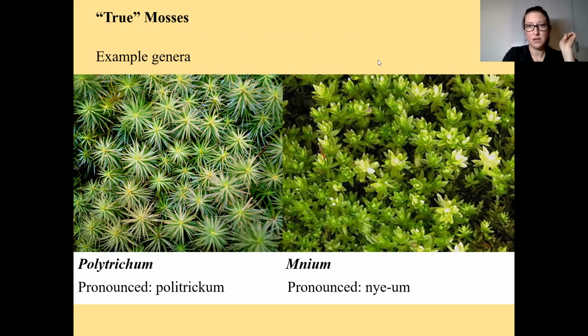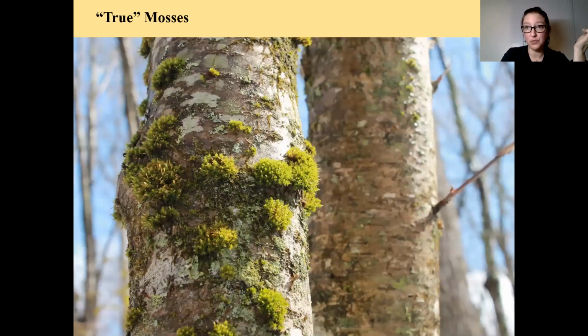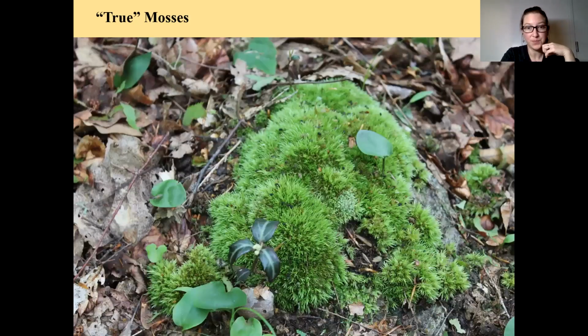Okay, here's some true mosses in real life, right? Like this is a picture I took, I think in Connecticut, of true mosses growing on a tree. So these would be examples of epiphytes, right? Because they're plants that are growing on another plant. Here is some more true mosses growing on a rock, right? Because they're early successional pioneer species. They can grow on kind of not so great surfaces.